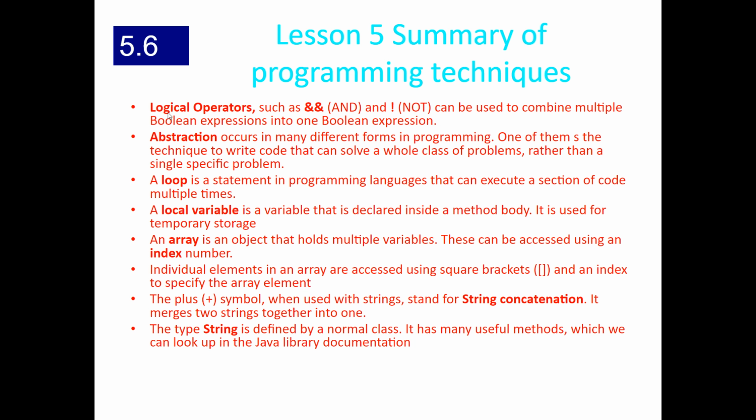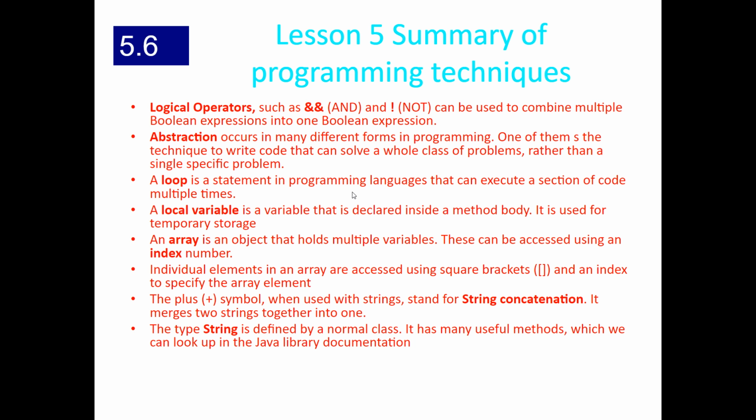Here's what we've learned: logical operators or Boolean operators such as and and not can be used to combine multiple Boolean expressions into one Boolean expression. So you can expect 2 or 3 or 4 or 100 things instead of just one thing to be true. Abstraction occurs in many different forms in programming. One of them is the technique to write code that can solve a whole class of problems rather than a single specific problem. An example is we created a key class that can make white and black keys and play with every key on the keyboard and can play a multitude of sounds.